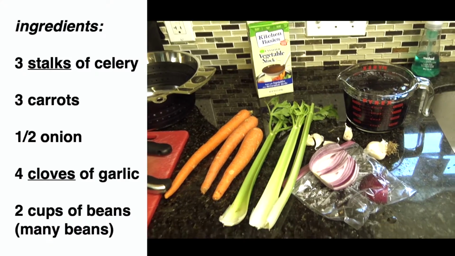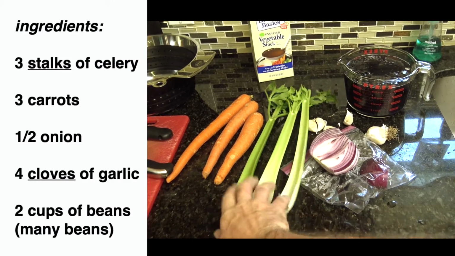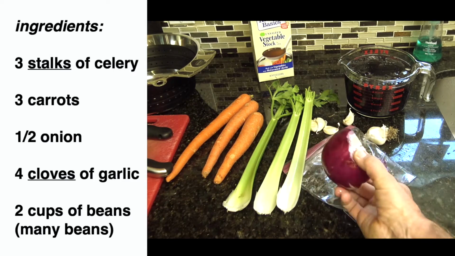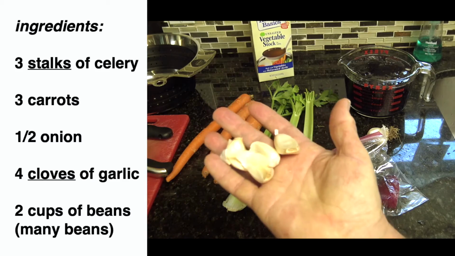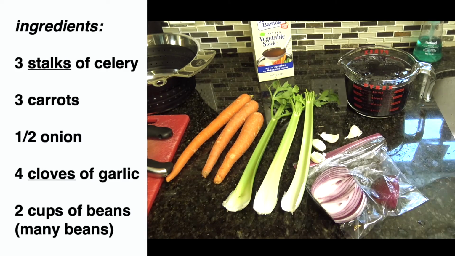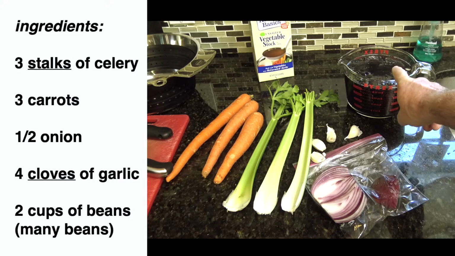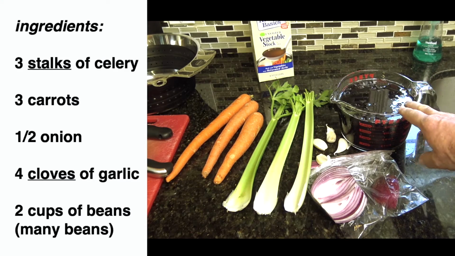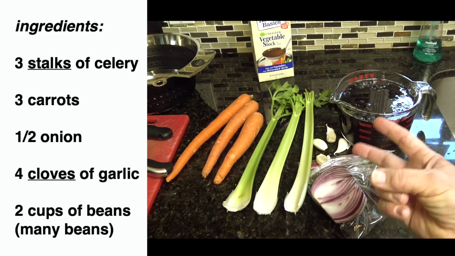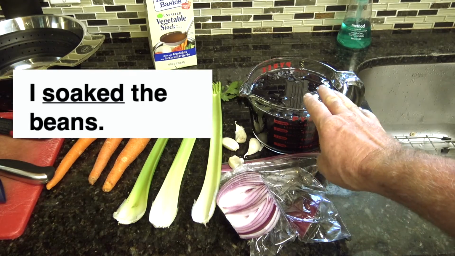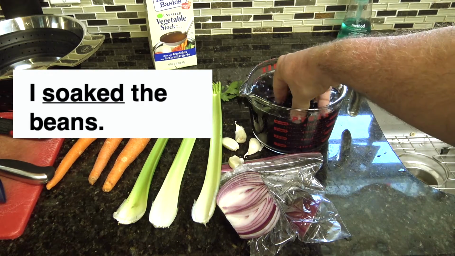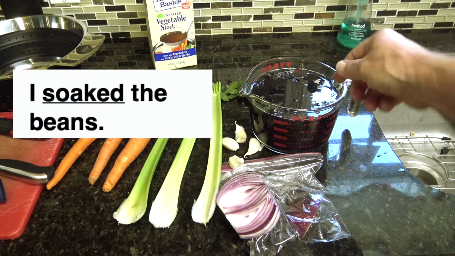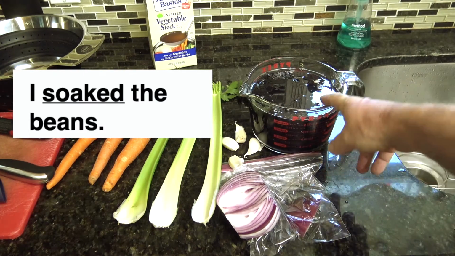These are our ingredients. 3 stalks of celery, 3 carrots, 1/2 onion, 4 cloves of garlic, and beans. I have many beans, hundreds of beans here, but actually a better way to describe this is I have 2 cups of beans. Last night, I soaked the beans. See that? They're in water. I soaked the beans.